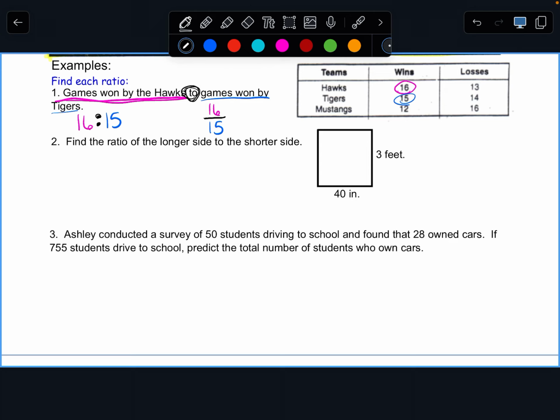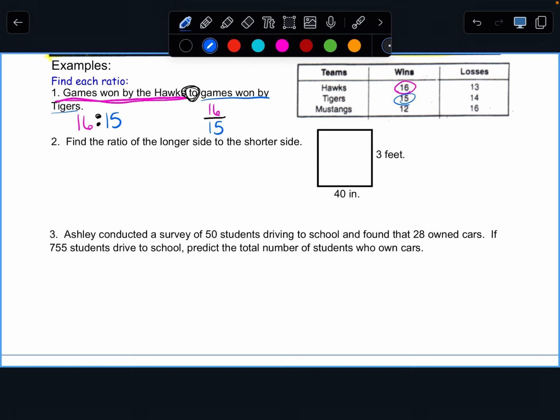Number 2, ratio of the longer side to the shorter side. They're going to try to mess with you with the units. That's why I put this one on here, because you see how it's 40 inches to 3 feet. You've got to convert it, because a ratio technically doesn't have units. Like when they're doing 1 to 1, how many games won. You can think of the units as canceling, but a ratio doesn't have units. So what you do is you have to convert it first.